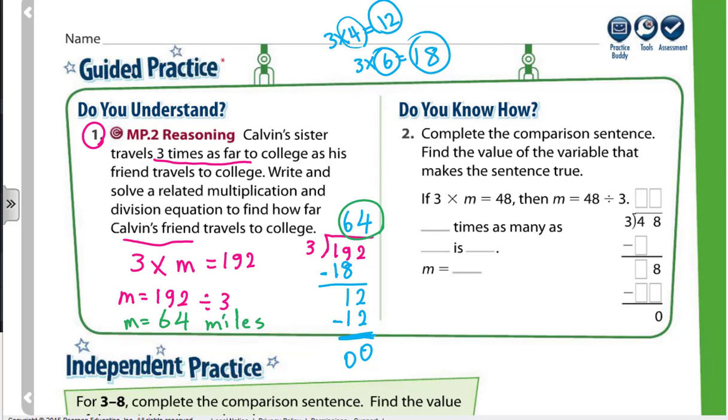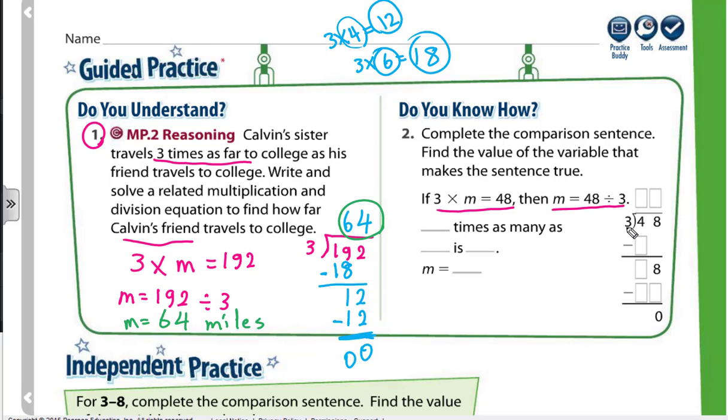Okay, now we move to the second question. Thamer, yes, mister. Okay, complete the comparison sentence. Find the value of the variable that makes the sentence true. 3 multiplied by m equals 48. So m equals 48 divided by 3. It's written already. Now, you help me with the division.